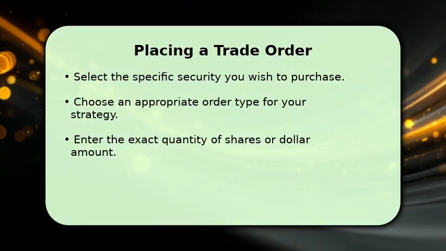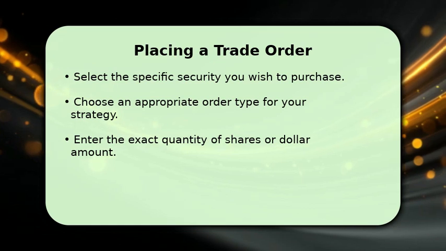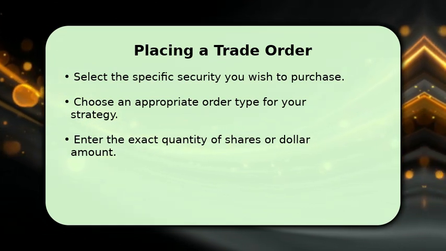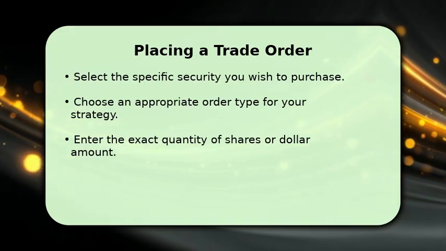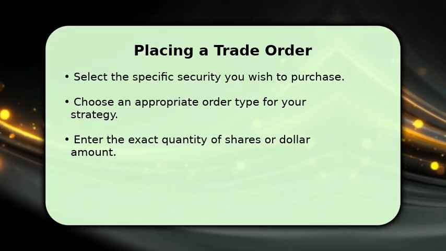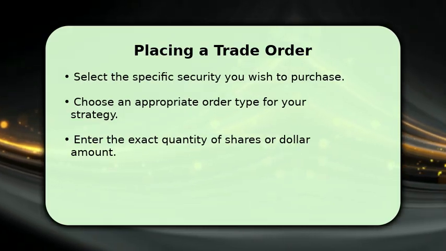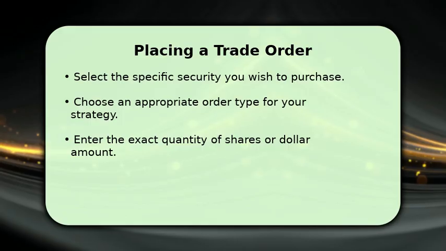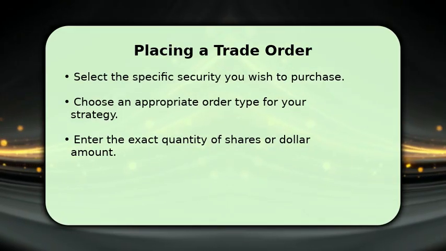To place a trade, first navigate to the security you wish to buy. Tap the trade button, then select buy. You will then choose your order type, such as a market order for immediate execution or a limit order to set a specific price. Next, input the number of shares you want to purchase or the total dollar amount. Always take a moment to thoroughly review all the details of your order before hitting the Place Order button.